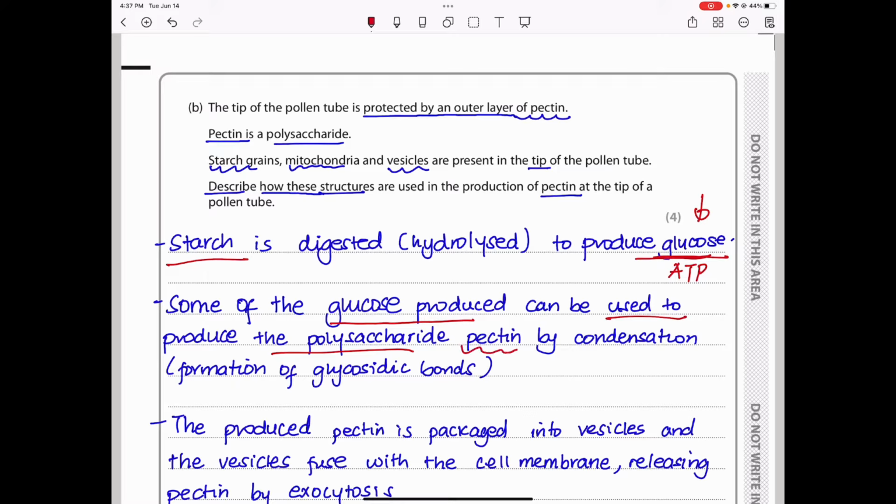And of course, when we produce a polysaccharide from glucose, there is going to be water loss. That is the condensation reaction, due to loss of water as the polymers or as the glycosidic bonds are being formed.